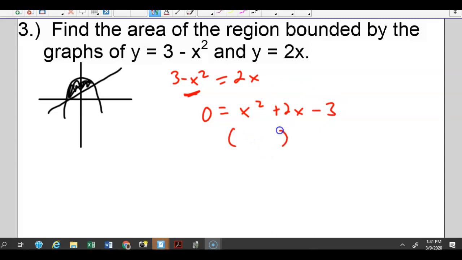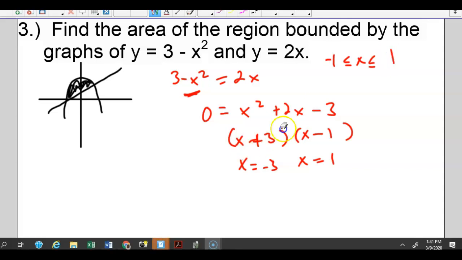So now, since it's equal to 0, we can factor this trinomial. So we get x plus 3 and x minus 1. And when we set those equal to 0, we get x is negative 3 and x equals positive 1. So these are our values we're going to use right here. These are our intervals now. So negative 3 less than or equal to x less than or equal to 1. All right.